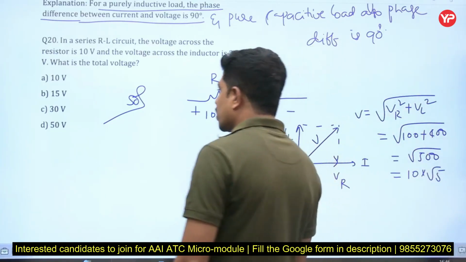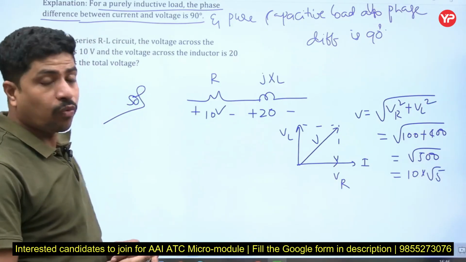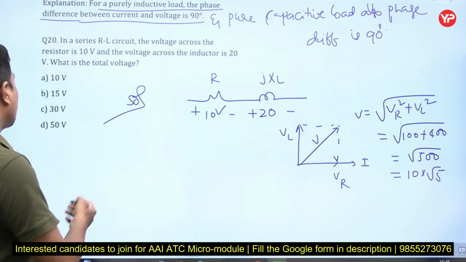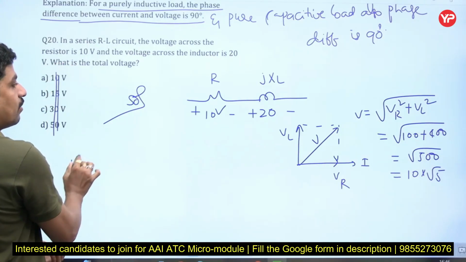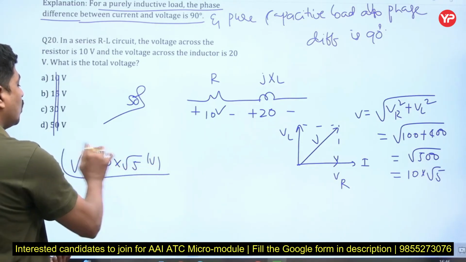So the exact option is not there. Root 5 will be, I can say root 4 is 2, so 2 point something into 10, nearby 20 you get. None of the options is correct. I can say the answer V is equal to 10 into root 5 volts.